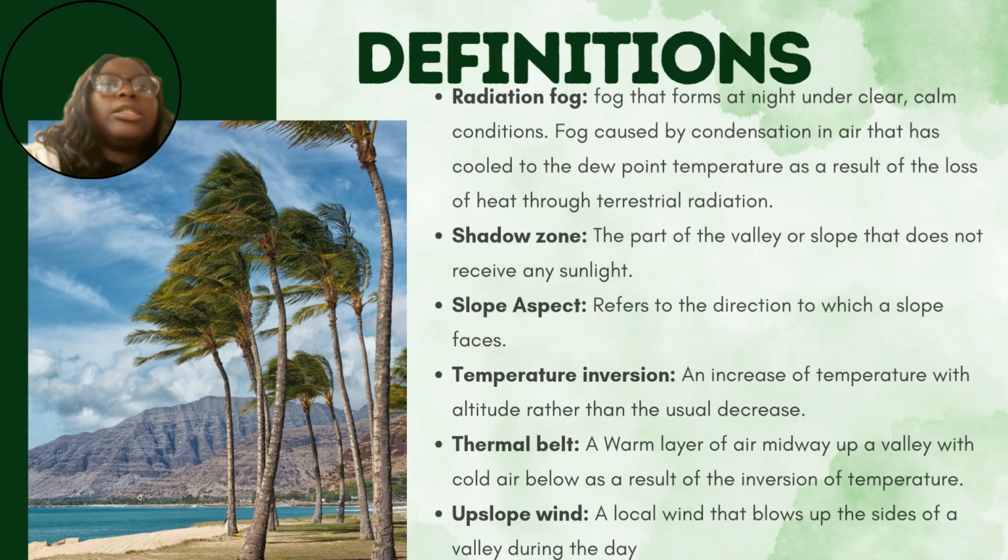We talked about it in the previous video, as we looked at the effect of that temperature inversion and the anticyclones as well. Then we have thermal belt, which is the warm layer of air midway up a valley with cold air below it because of that inversion of temperature. And lastly, we have upslope winds, which is a local wind that blows up the sides of a valley, as opposed to down it, as with downslope winds. All right.